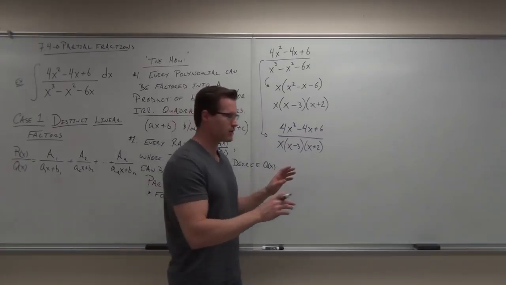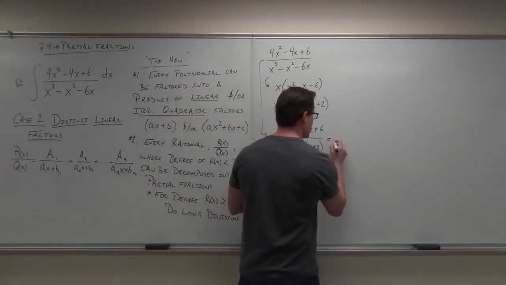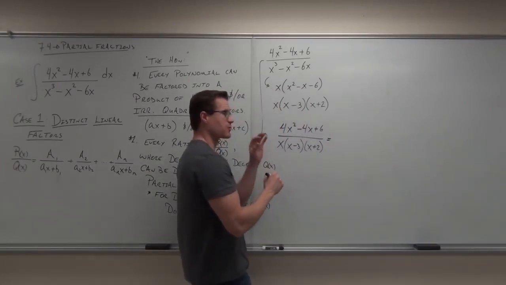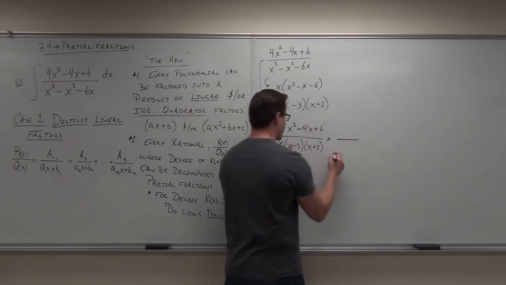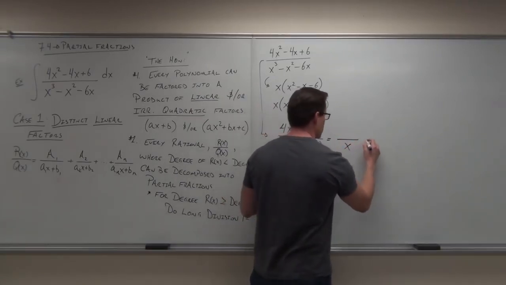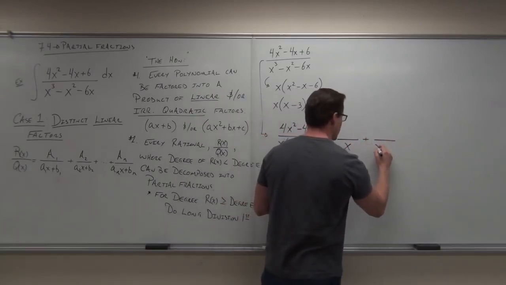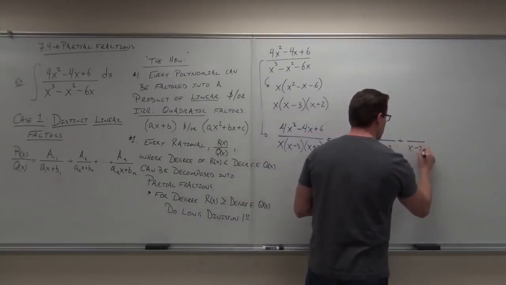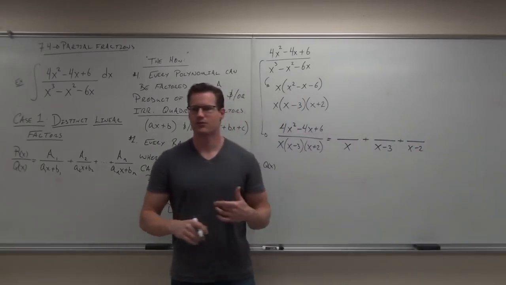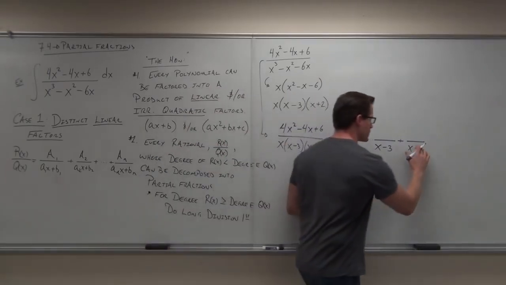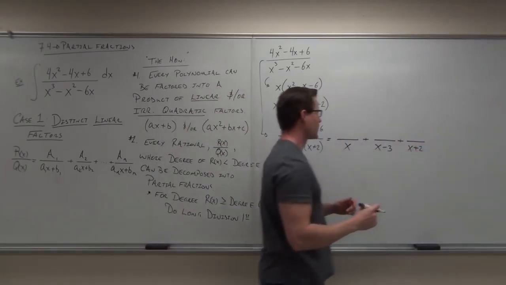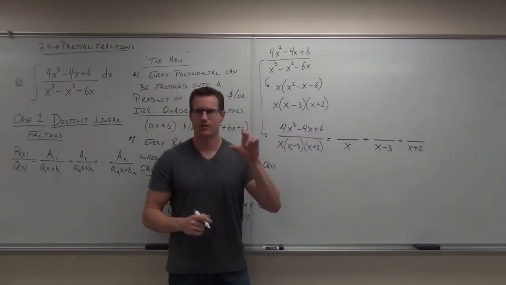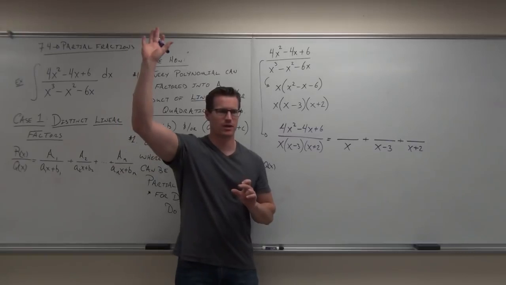It's not a hard thing. All you got to do is say, what this is going to be equal to, how many factors do you have? 3. You're going to have 3 fractions. You're going to have x. You're going to have x minus 3. You're going to have x plus 2. Sorry, plus 2. I knew something was wrong. You're going to have a fraction for each distinct linear factor that you have. Show of hands if you feel okay with that so far.